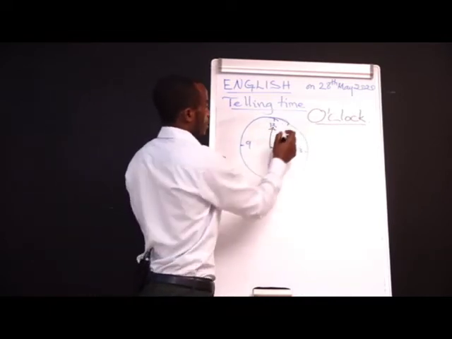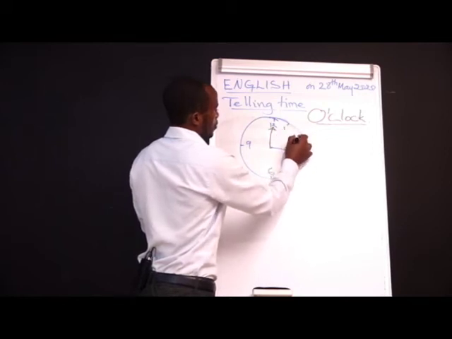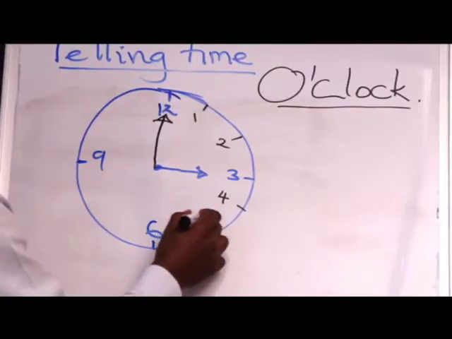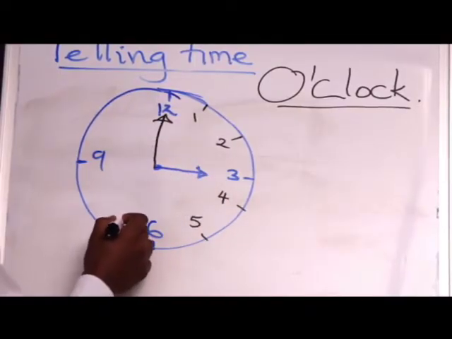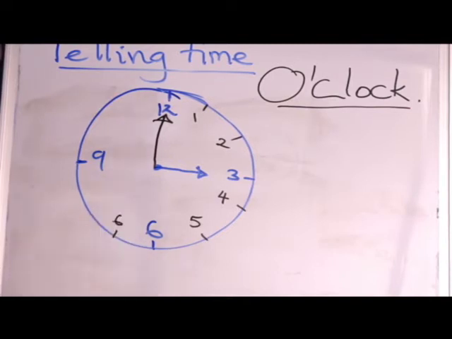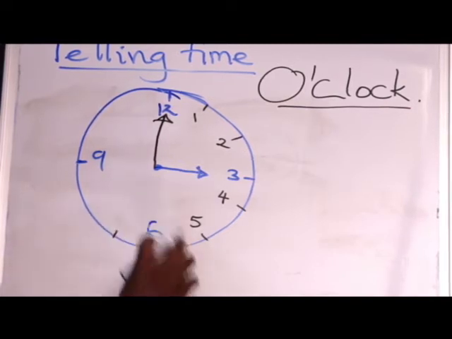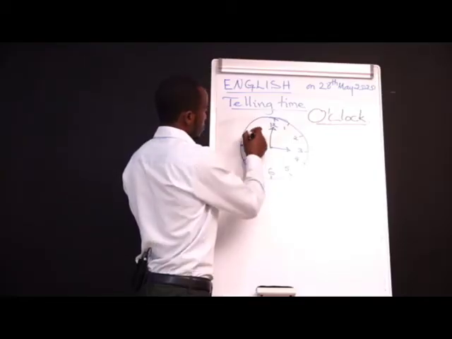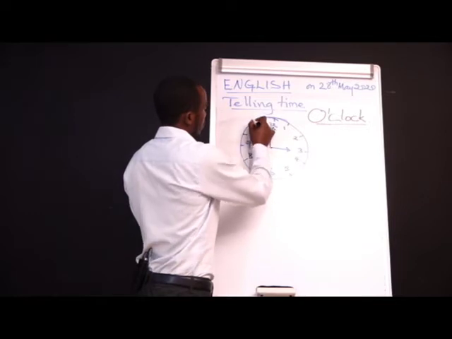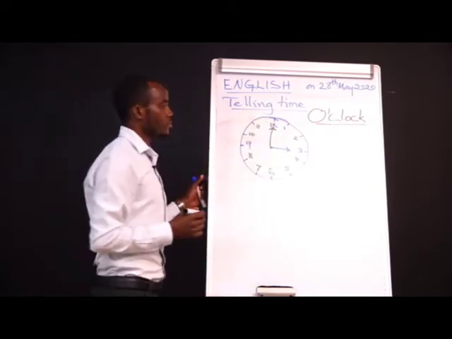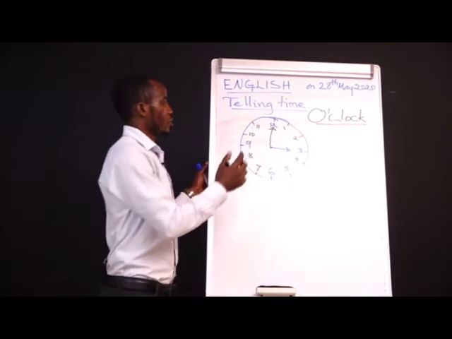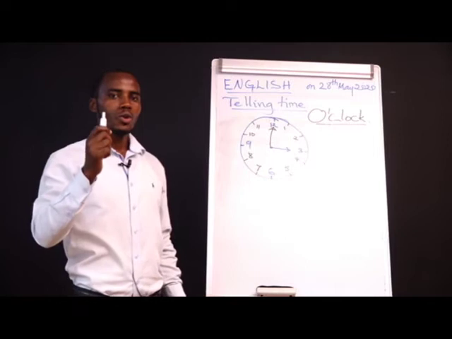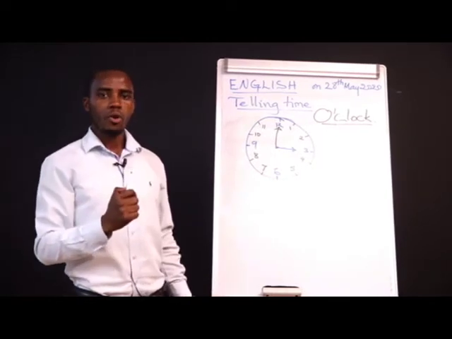After 12 we have 1, then 2, 4, 5, 6, sorry, we have 7, 8, 10, 11, okay? So, to mean that when the minute hand points to 12, we say o'clock.